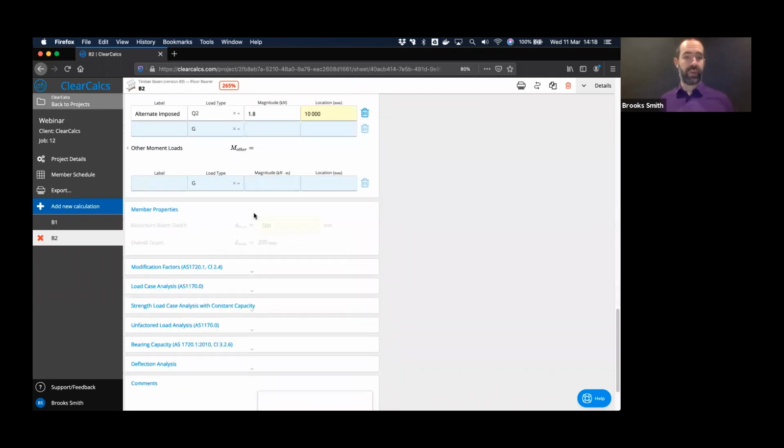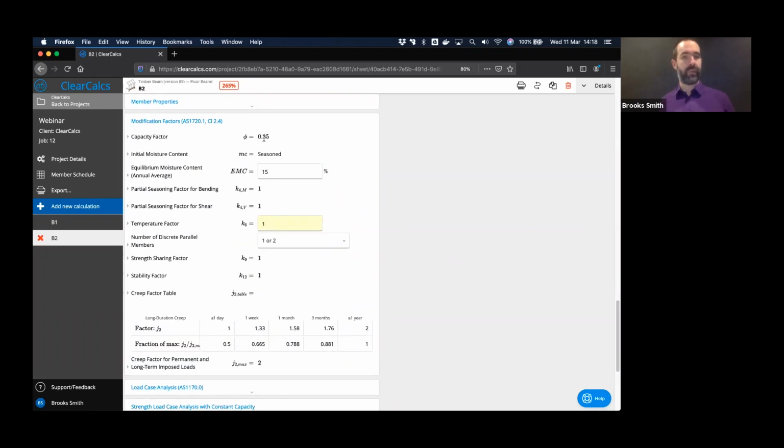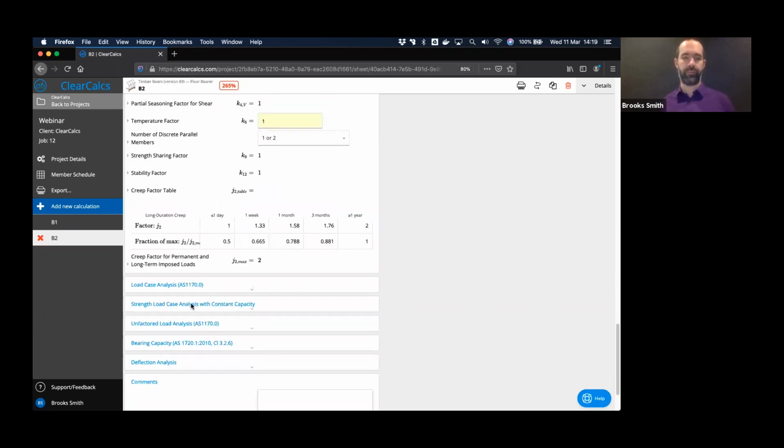So again, we can scroll down in all of this, expand all of our sections. We can see that we have a lower capacity factor being used because we have that category 2 member. It's a seasoned member. Because it's interior, we're still keeping the default equilibrium moisture content of 15%, which gives us the K4 of 1. Again, it's a bearer, so there aren't parallel members here. So for now, K9 is equal to 1. And it's not a particularly thin member, so K12 ends up being equal to 1.